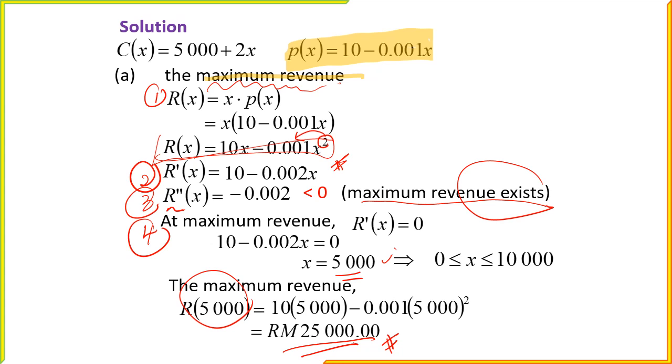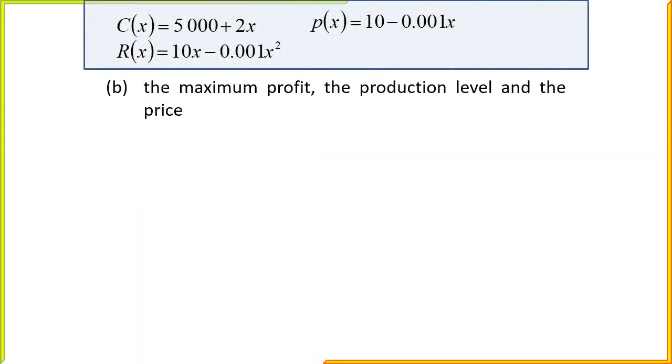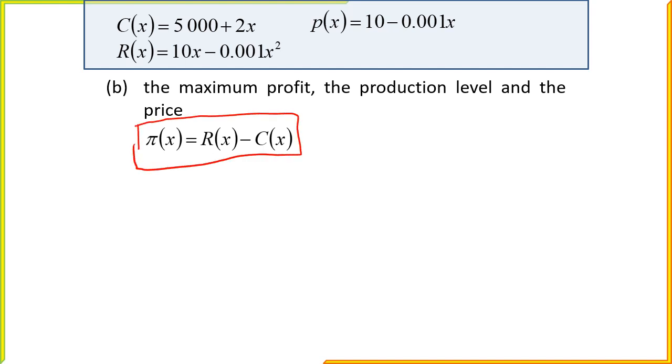Okay, now let's see question B. The maximum profit, the production level, and the price. Now we want to find the maximum profit and what is the price when we have the maximum profit. So what is maximum profit? Maximum profit is revenue minus the cost. This is standard, so we don't have any other formulas. Just pi x is equal to R x minus C x.